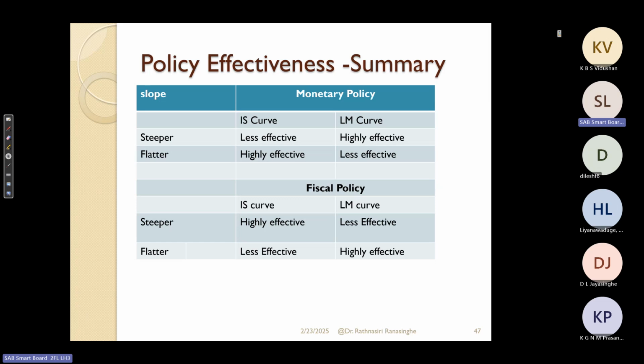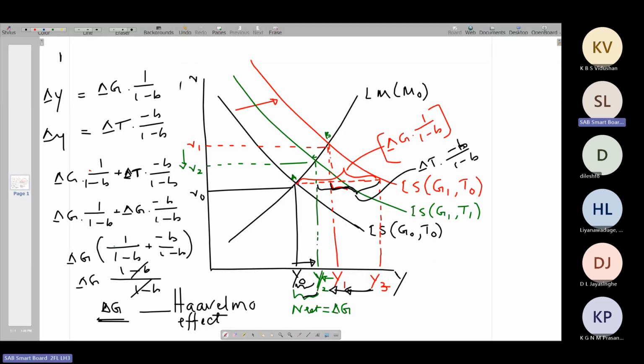And when it comes to the flatter case, if the IS curve is flatter, monetary policy is more effective, but it is less effective in case of a flatter LM curve. So based on the slope of the curve, we can check the effectiveness of the policy. And for fiscal policy, with a steeper IS curve, it is highly effective, and a flatter LM curve is also highly effective in case of fiscal policy. So that is the main conclusion. We are going to prove that using the graphical approach.